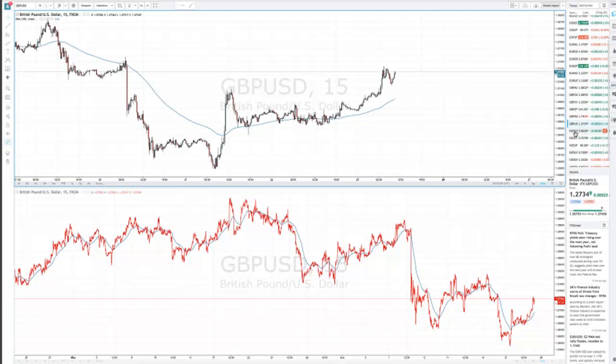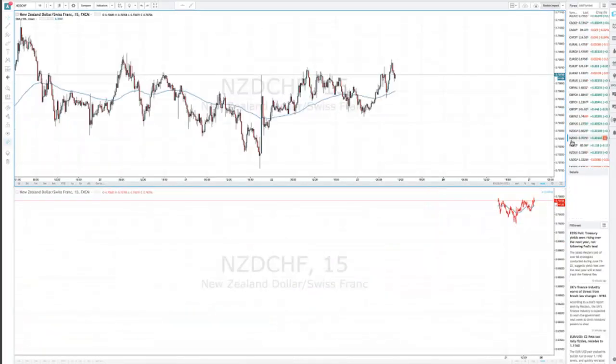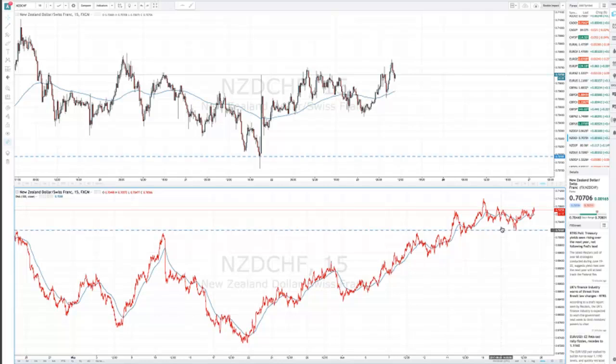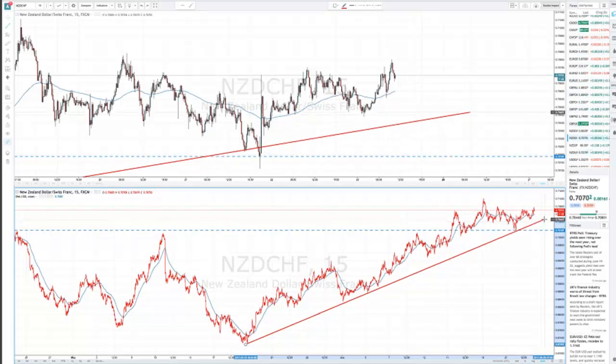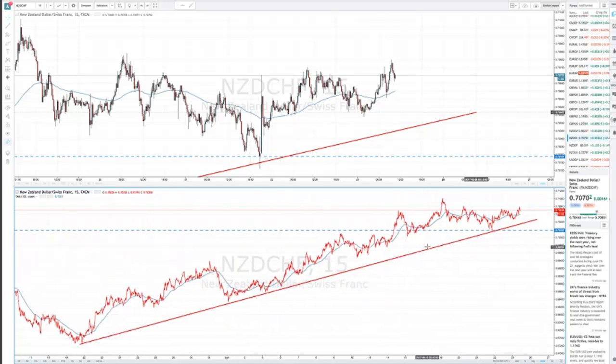Pound dollar, nothing there for me right now. New Zealand CAD, nothing either. New Zealand franc could be. Previous level of resistance becomes support. Wonderful. So I will play a breakdown of the Kiwi franc here. If this starts to go short, beneath this level, beneath this trend line, I will be taking this short.